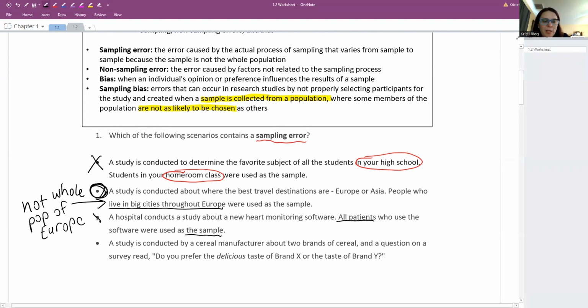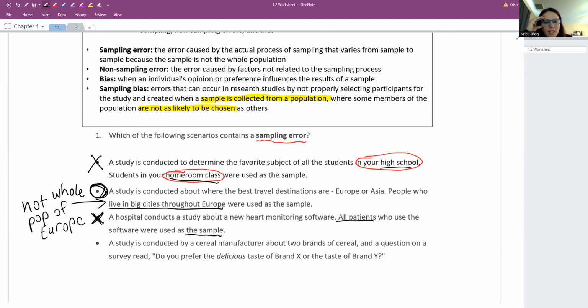The sampling error means you didn't ask everybody. So you could even say that for number one. Remember how I was saying that the homeroom class may or may not be representative of the high school? Forget that. Let's say it was representative. Who cares? This question is asking, did you ask the whole population? We did not. We asked the homeroom class where the whole population was the entire high school. It's kind of early when I'm making this video, so sometimes I forget my point. So let's just go on to the last one.